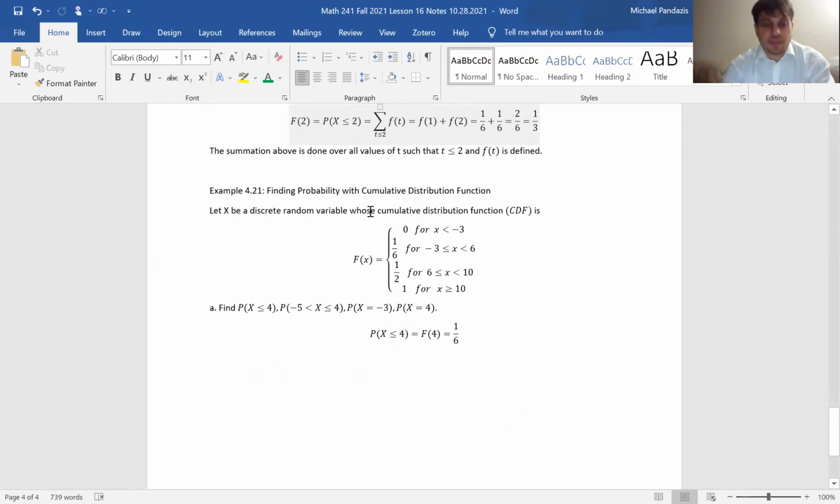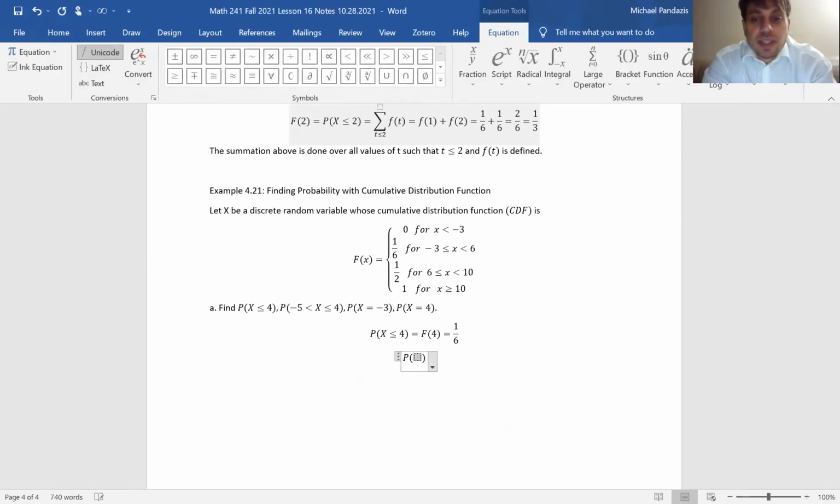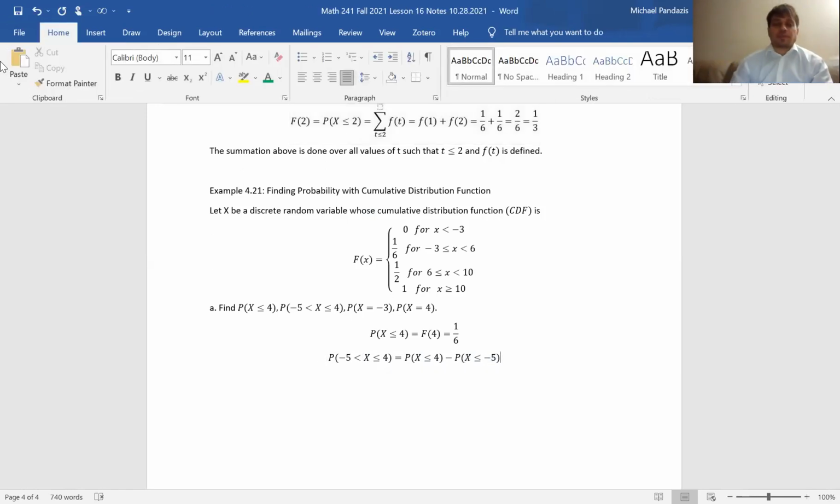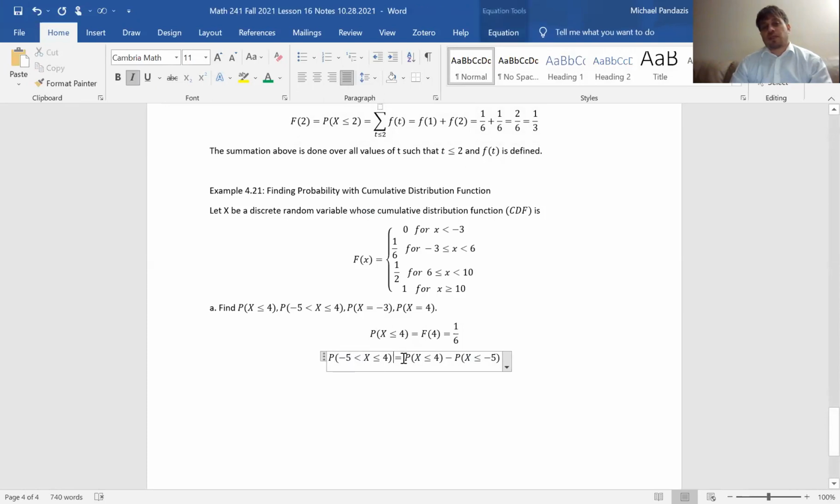Okay. The probability that -5 is strictly less than X and less than or equal to 4 is equal to the probability that X is at most 4 minus the probability that X is at most -5. Okay, so why is that? So on the whiteboard, I'm going to explain this. I want to show the probability of this interval is the probability X is less than or equal to 4 minus the probability X is less than or equal to -5.